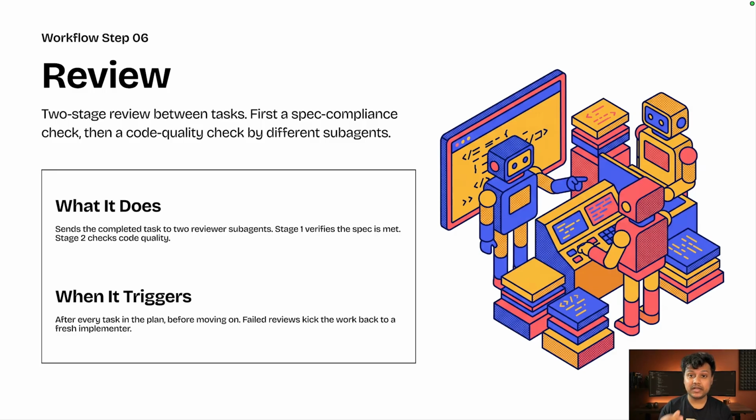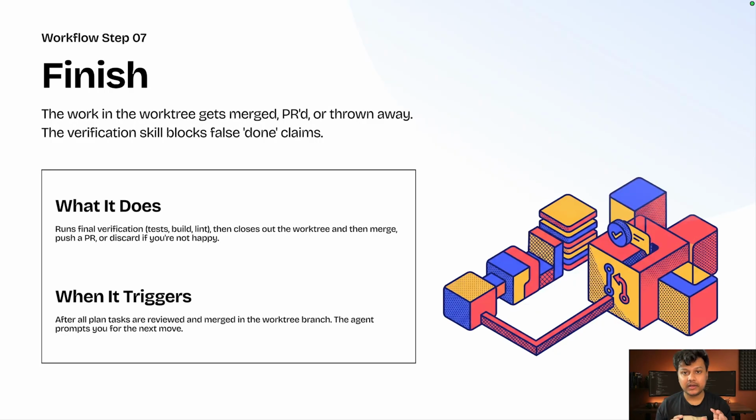Otherwise, we spin up another subagent and try to fix the problem that it could not address. So we just give a fresh memory to the new subagent, and that agent tries to fix the problem that exists for this particular task. After that review process is done, the final, seventh step of this workflow is running the final verification.